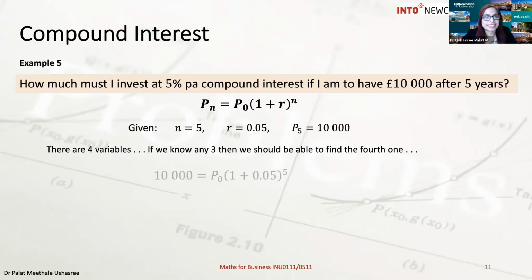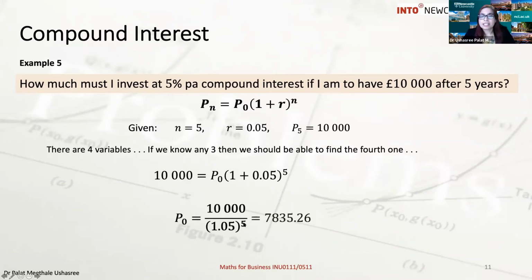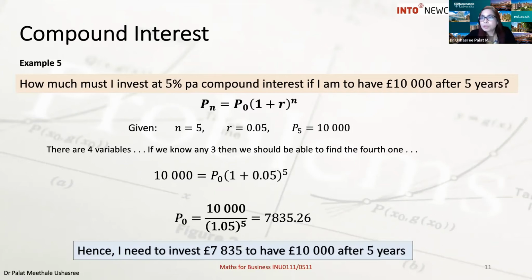Good. So you get the principal amount to be 10,000 divided by 1.05 to the power of 5, which is nothing but 7,835 pounds 26 pence. Hence, I need to invest 7,835 pounds to have 10,000 pounds after 5 years.